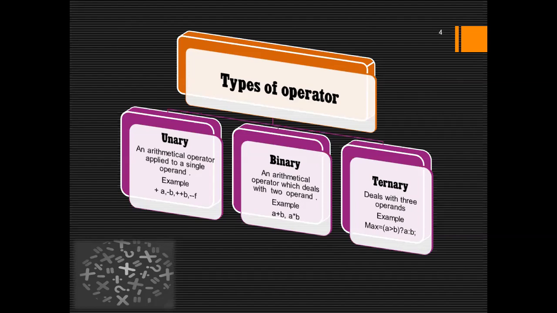And a ternary operator deals with three operands. Example: max is equal to, if a is greater than b, then a, otherwise b. The ternary operator is also known as the conditional assignment operator. All these operators we are going to learn in detail in the coming slides.